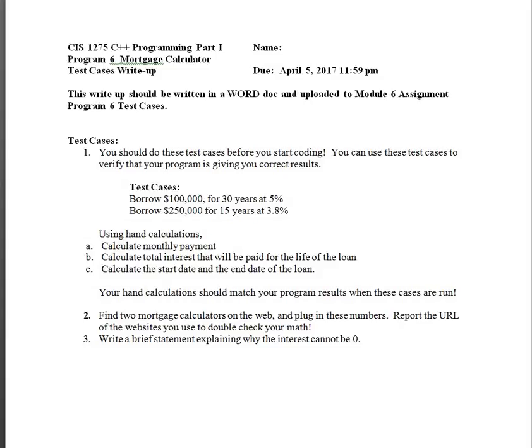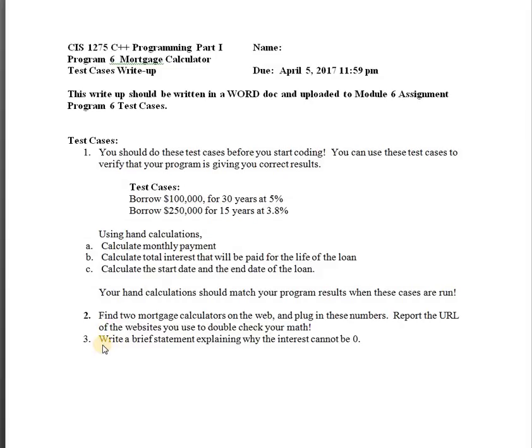Let's take a look at our test cases. We have two of them. Borrow $100,000 for 30 years at 5%. Borrow $250,000 for 15 at 3.8%. We're going to do the hand calculations for the first case.